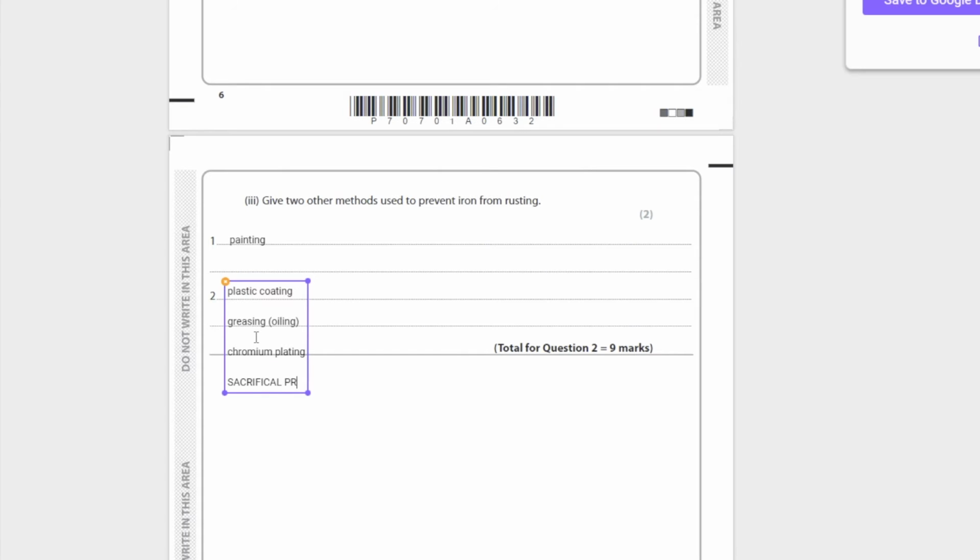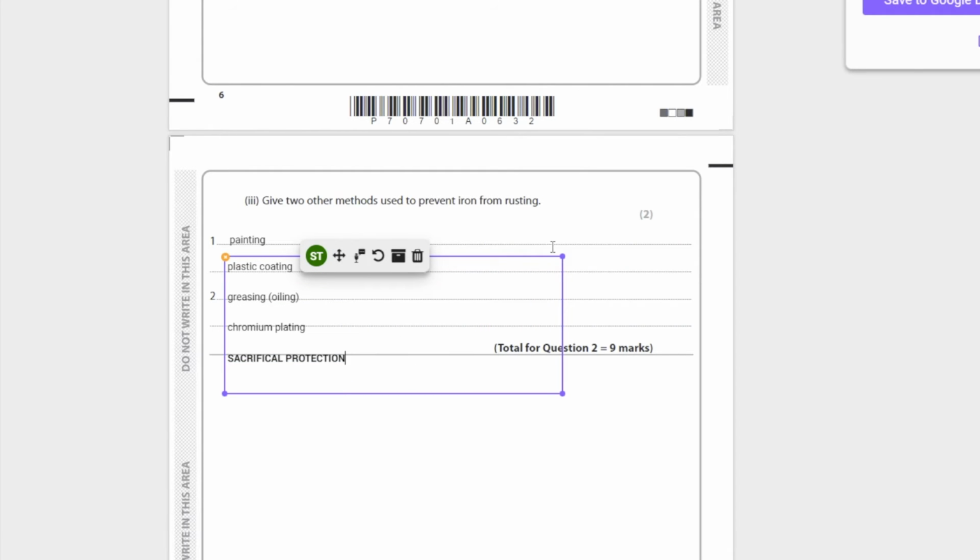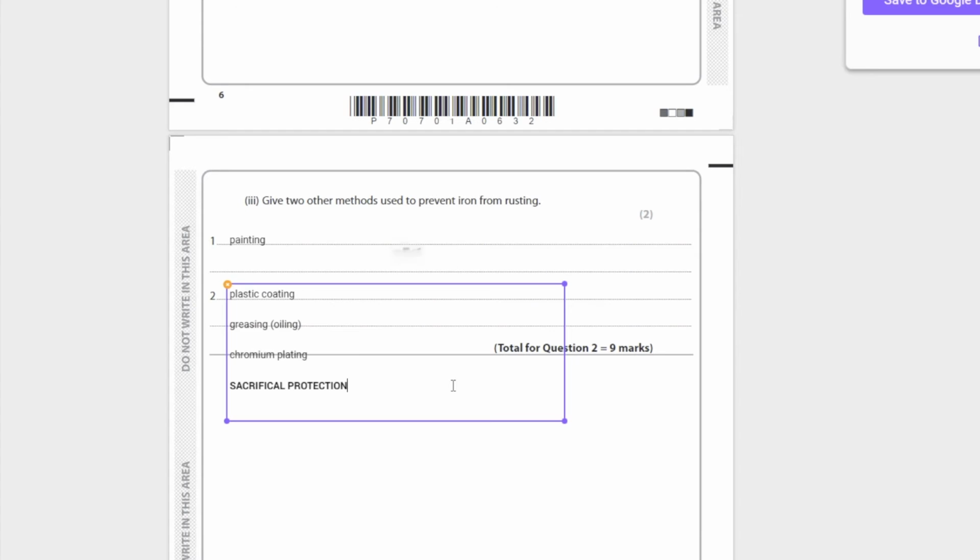And another one that you should know is sacrificial protection. This is the one that I expect you to say if you come to this question, because I feel like this is the one that's most commonly explained. But if you want to say any of the rest, it's completely okay. But sacrificial protection is the one that I recommend because it's the easiest to remember in my opinion.